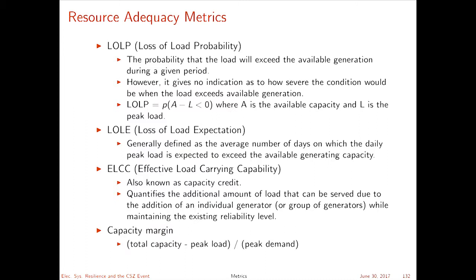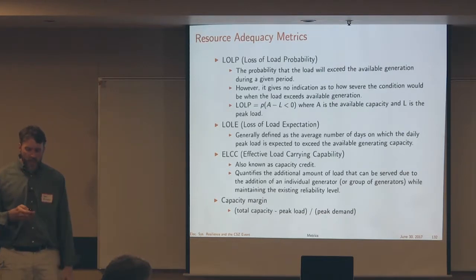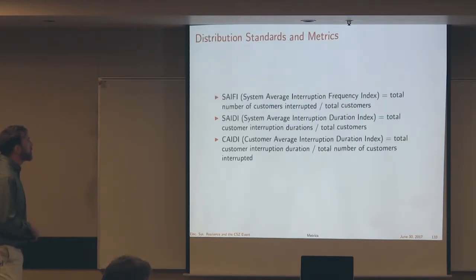Another one is capacity margin, which is just simply the normalized capacity over your peak load. So how much headroom you have normalized to your load. Right? So these are some basic metrics, certainly that power systems people are familiar with or use.